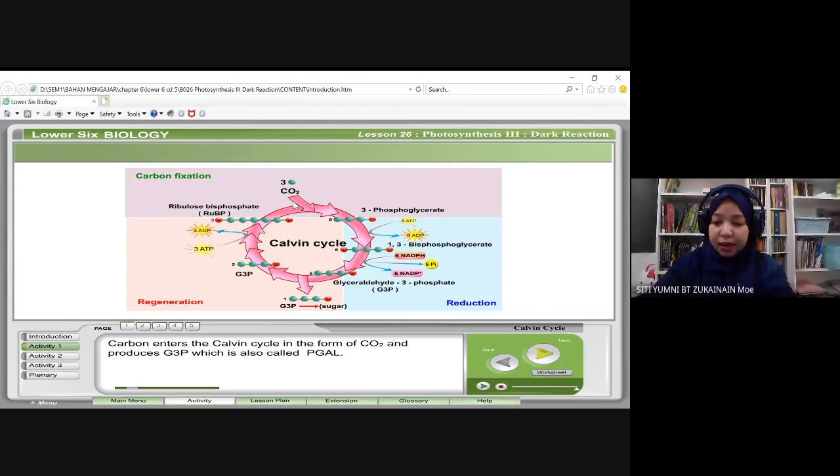Now if you notice there, it mentions three molecules of carbon dioxide. Actually, for the cycle, only one carbon dioxide molecule is incorporated at a time, but the cycle must be completed three times to produce a single 3 carbon G3P molecule. So later you will notice that it takes 6 times to produce 1 glucose molecule, since 6 carbons make 1 glucose molecule. Okay, I will just continue first.